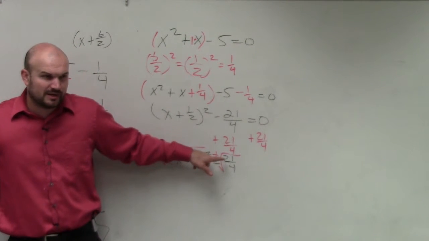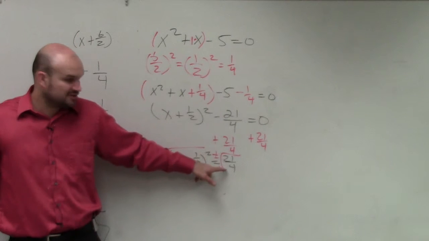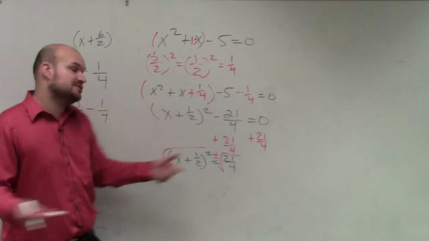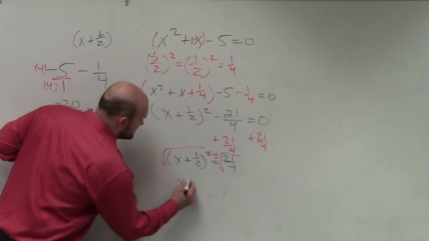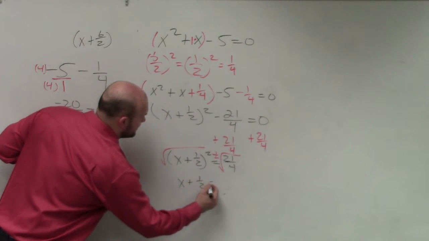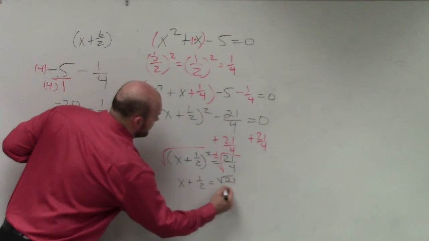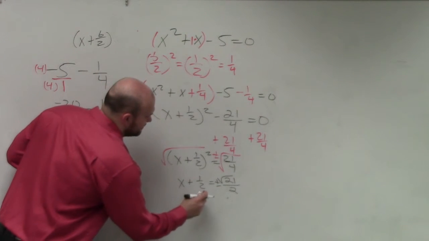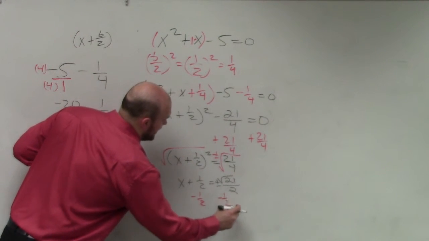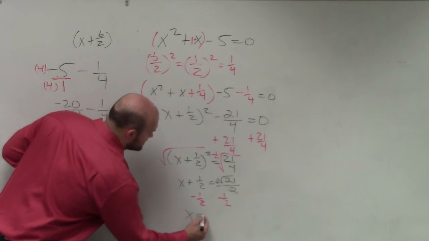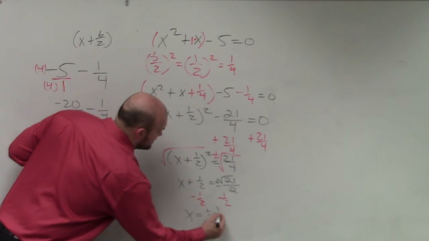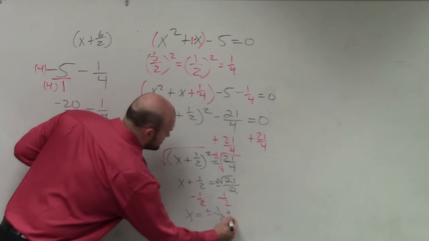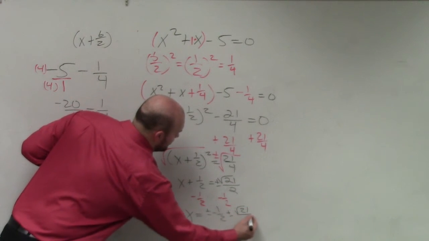Can you take the square root of 21? No. Can you take the square root of 4? Yes. Yeah, that's going to be 2, right? So therefore, I have x plus 1/2 equals the square root of 21 over 2. Remember, that's plus or minus. And then we'll just subtract 1/2, and your final answer is x equals -1/2 plus or minus the square root of 21 over 2.